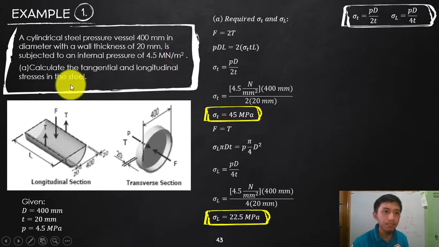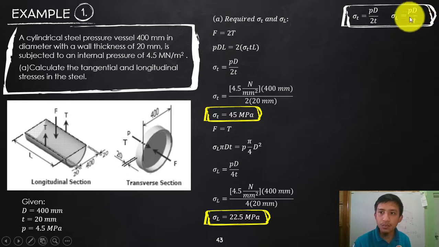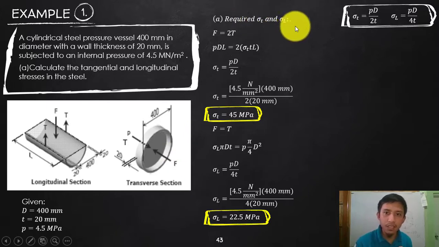Okay, now calculate. Supposedly that should be no A since there is only one unknown. So calculate the tangential and longitudinal stress on the steel pressure vessel. So let's start with these formulas which we derived a while ago. Tangential is PD over 2T, longitudinal is PD over 4T. So write down the given, and then required is the tangential and longitudinal.